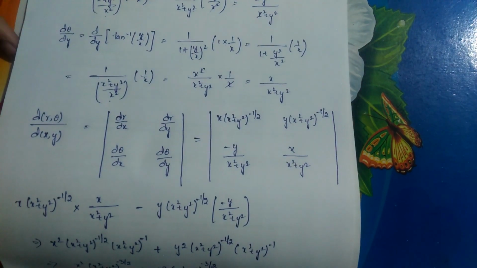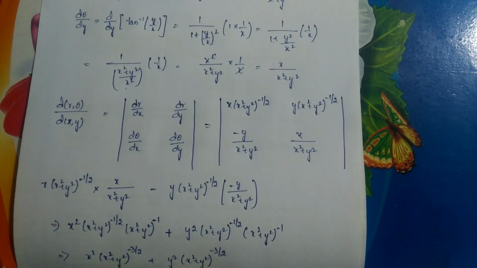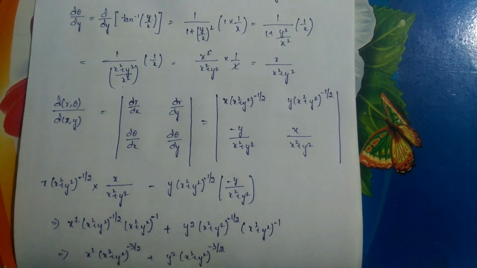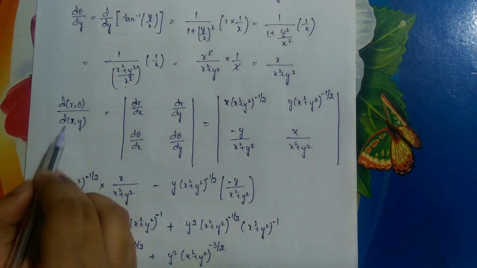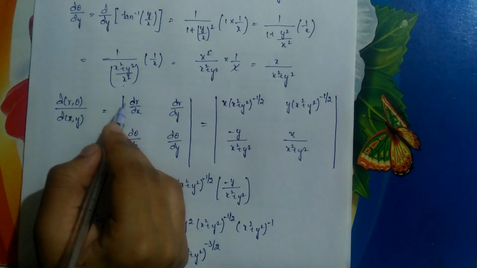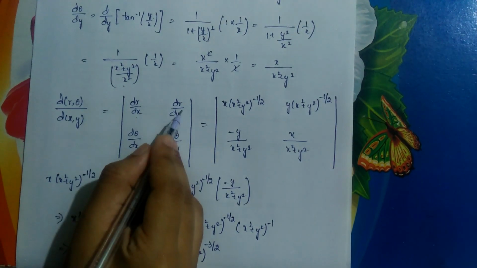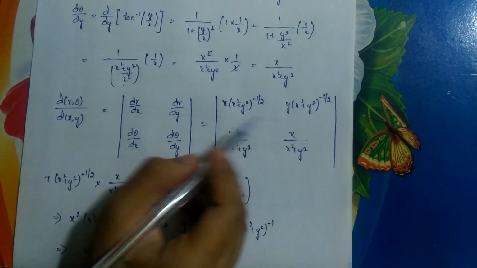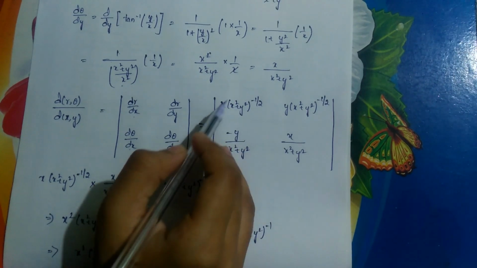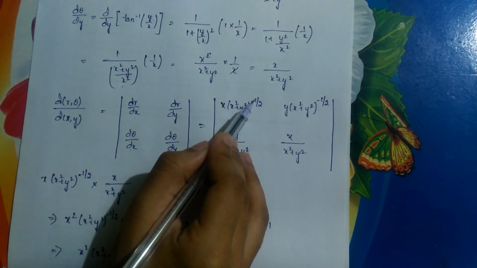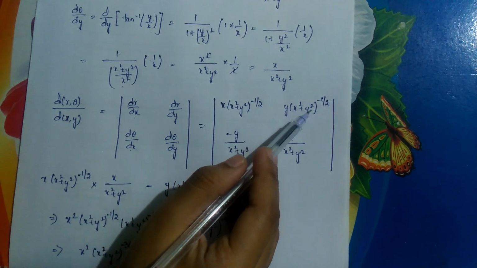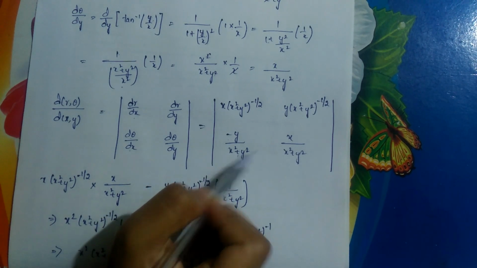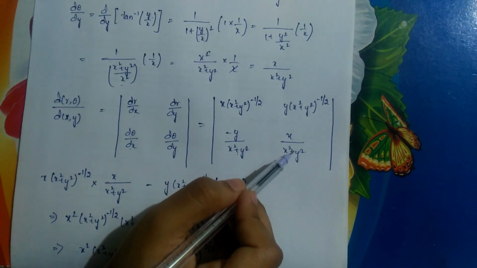Now we have found the differentiation of theta with respect to x and y, and we have also found the differentiation of r with respect to x and y. So here comes the formula ∂(r,θ)/∂(x,y). That is the determinant of ∂r/∂x, ∂r/∂y, ∂θ/∂x and ∂θ/∂y. So write all those values in the formula. We get here x(x² plus y²)^(-1/2), y(x² plus y²)^(-1/2), and here minus y by (x² plus y²) and x by (x² plus y²).